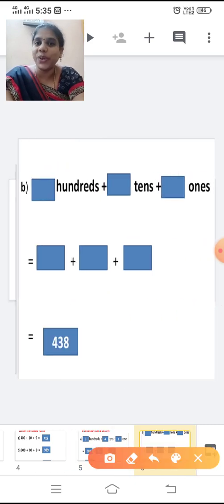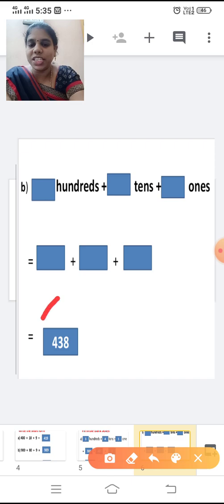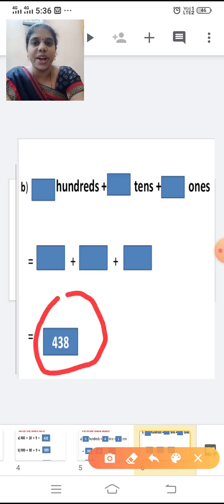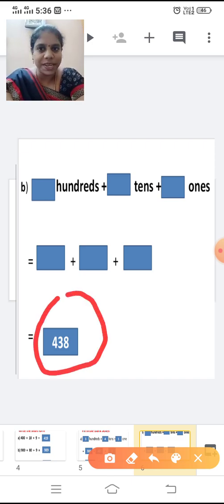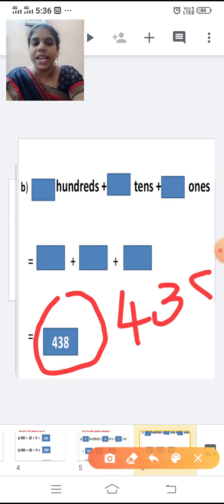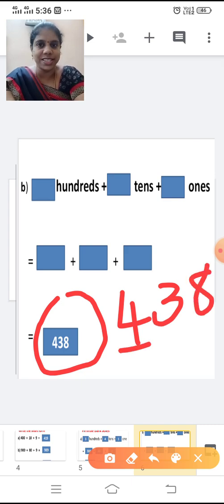Now these blanks we are going to fill. They have given 4, 3, 8 and we are going to find out how many hundreds, how many tens and how many ones. We are going to write it in the blank boxes. Now 4, 3, 8. Tell me how many hundreds are there in this? Yes, 400. So write 4 here. 4 is in the hundreds place, 3 in the tens place, 8 in the ones place.